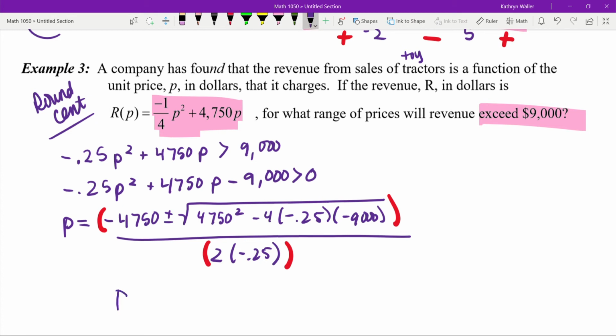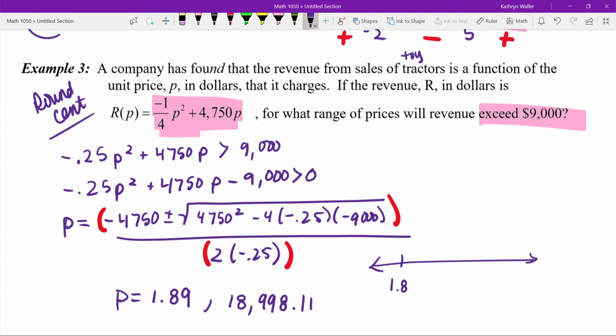and I've got P equals 1.89, rounded to the nearest cent, right? These are toy tractors. Everybody hit up, until you're on top of the plus. Make it a minus, hit enter, and now you get $18,998.11. Okay, now this is a critical numbers problem, so we're not done. Go to your number line.